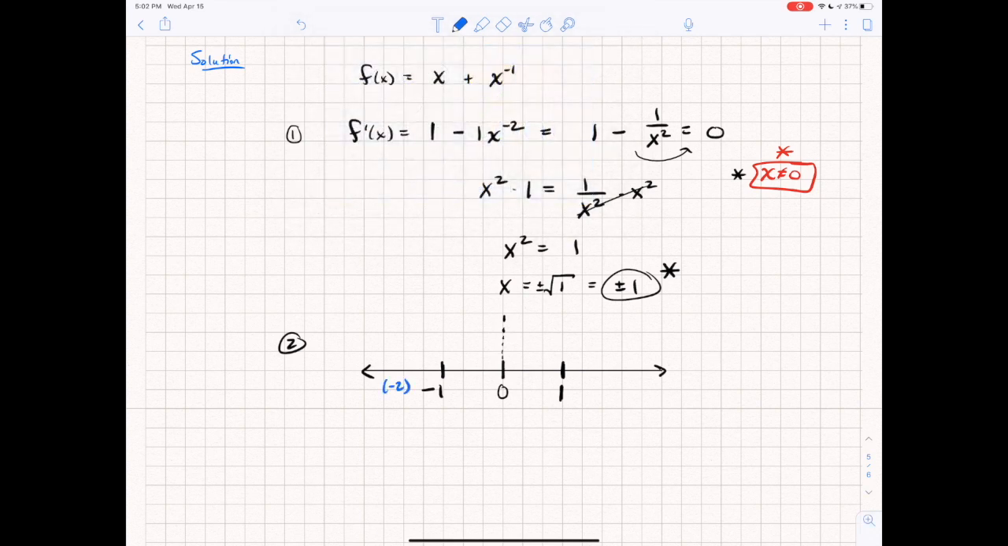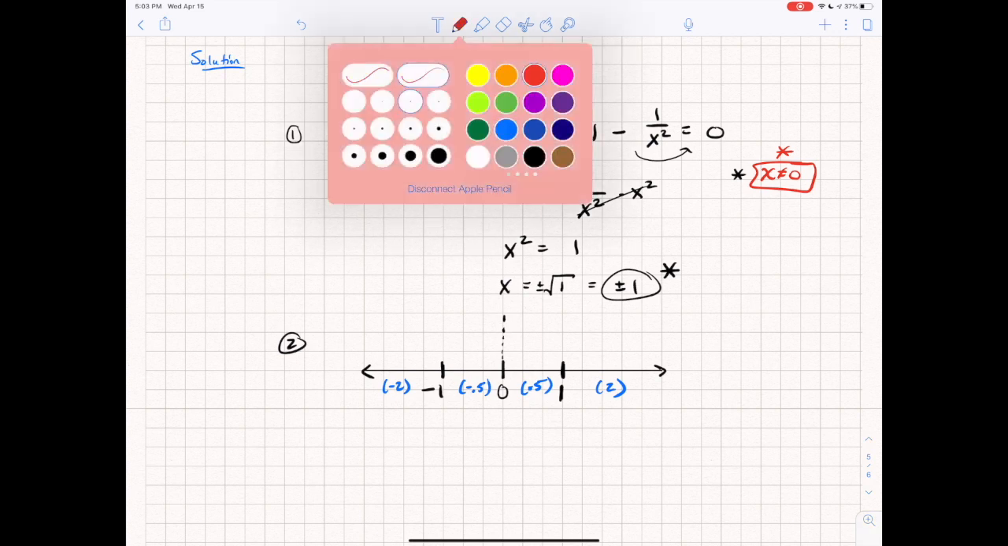All right, and now I need to pick some test numbers. So -2 would be from the interval -infinity to -1. Then I've got the interval in between -1 and 0, so like -0.5. I'll choose +0.5 on the other side, and then 2 on the other side of that. All right, and again, I'm going to plug this into the derivative.